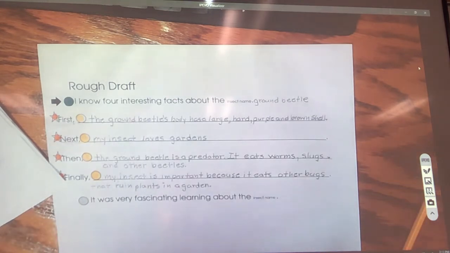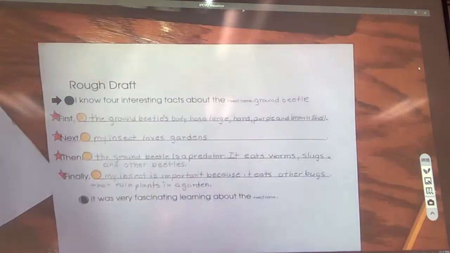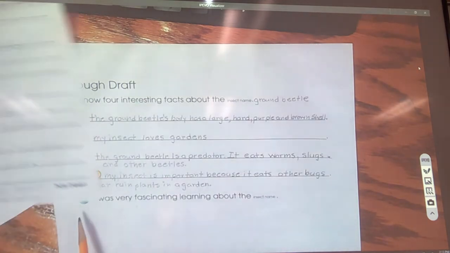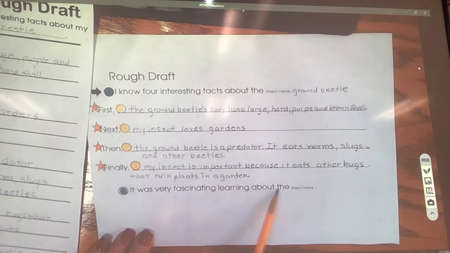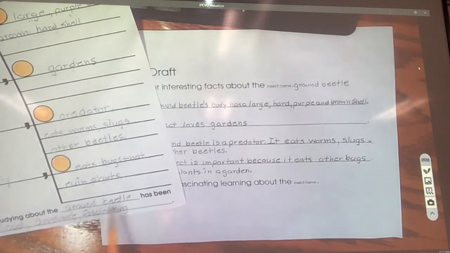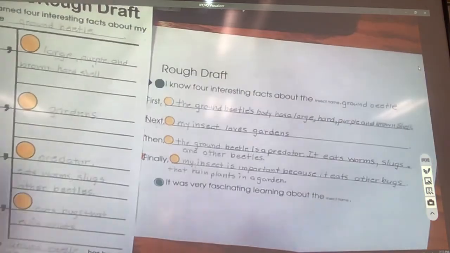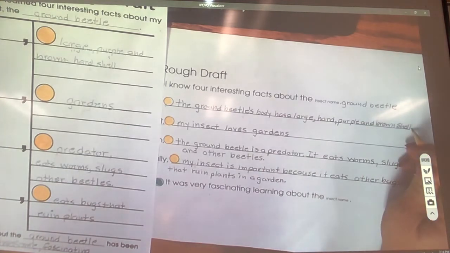Okay. Now, our last one, our little green guy here. Now remember, look at our T chart. So this ends a little different than what our T chart did, right? So I'll tell you, you can use either one. You can write, it was very fascinating learning about the ground beetle, or you can put studying about the ground beetle has been either cool, it's been fascinating, it's been awesome. This is all up to you. You get to choose which one of these you want to do. Okay? Terrific.